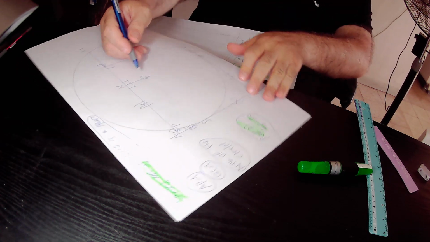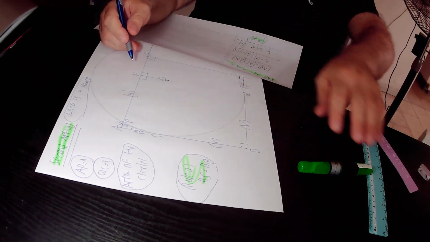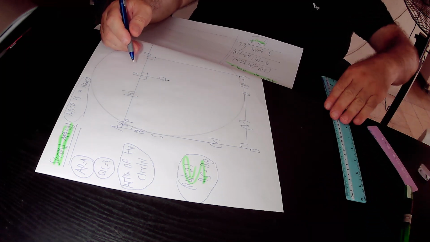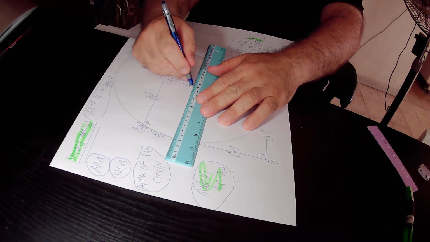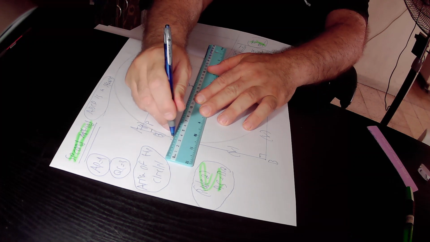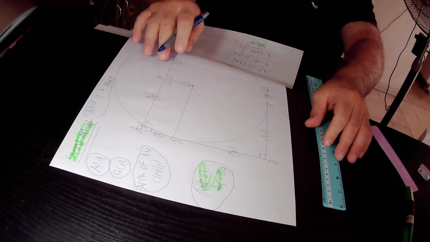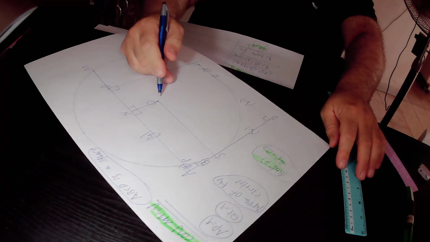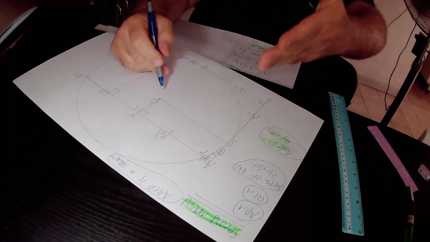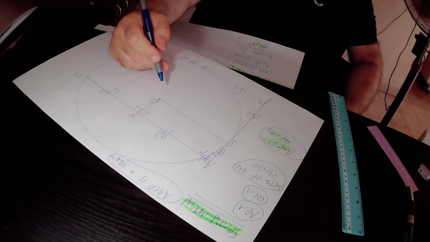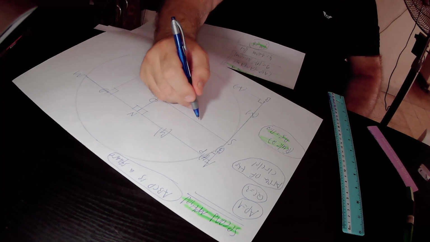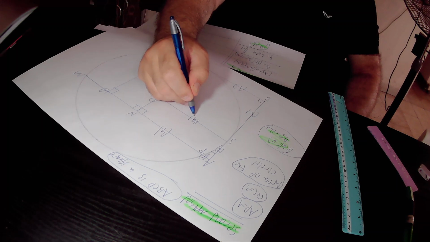In the next step, we'll join points O and S together by a straight line. OS is of course the radius of the circle because it starts from point O, that is the center of the circle, and ends at point S, that is a point on the circle itself. So this is exactly the definition of a radius. Therefore, OS is the radius of the circle.